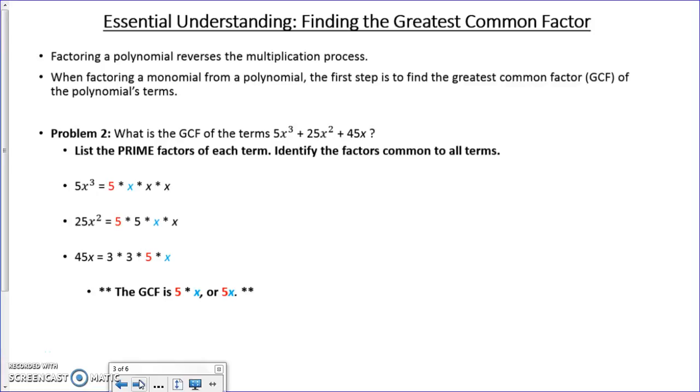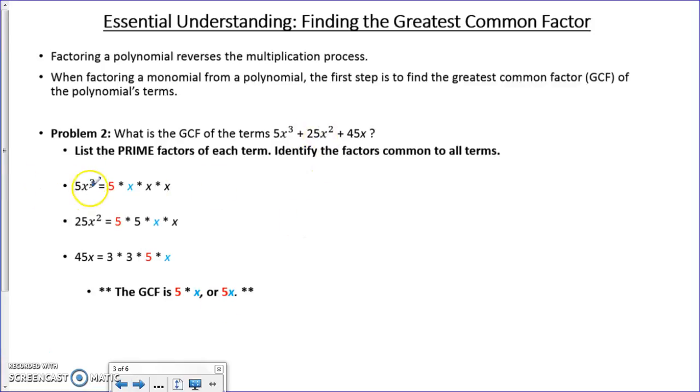To help you out with this, you want to list the prime factors of each term. Identify the factors common to all terms. Now, in this video, we're going to show you the long way of finding the GCF of the terms. But once you get to doing these problems over and over again, you're going to be able to pick out the GCF more simply than writing out all the prime factors.